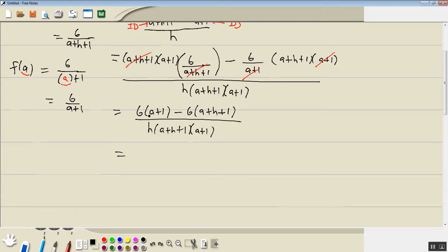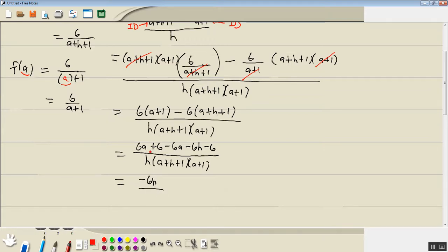But on top, I'll use the distributive property. 6 times a is 6a. 6 times 1 is 6. Negative 6 times a is negative 6a. Negative 6 times h is negative 6h. And negative 6 times 1 is negative 6, all over h, a plus h plus 1, and a plus 1. Now up on top, 6a minus 6a cancels. 6 minus 6 cancels. Looks like we're left with a negative 6h.